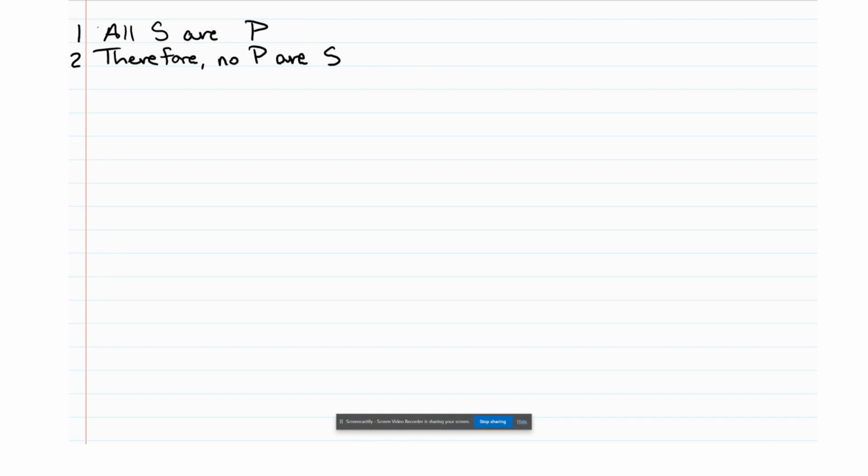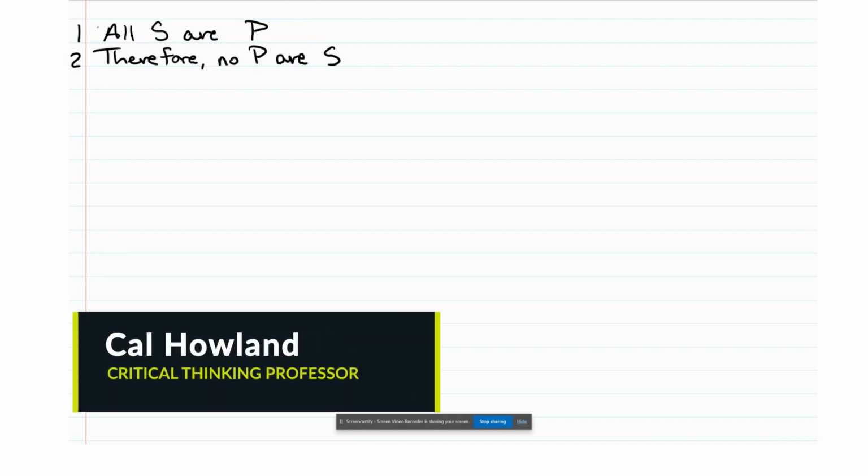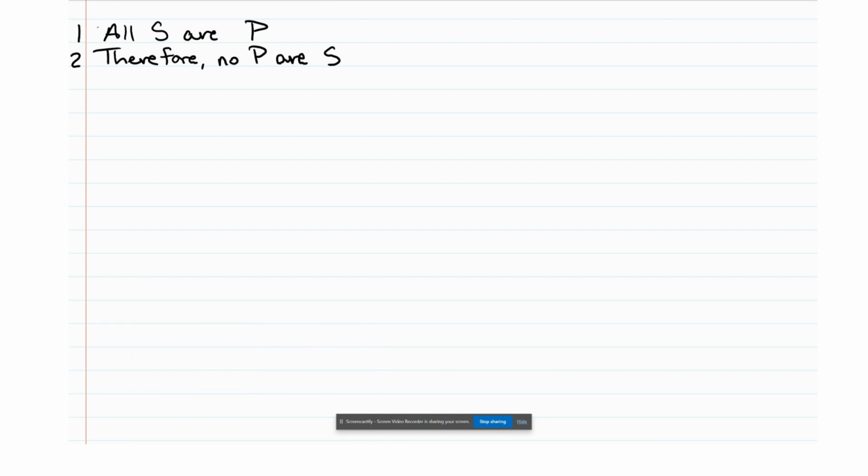All right, welcome back to our second example in 3.4 on determining the validity of arguments in categorical logic using the Venn diagram test for validity. So our next argument that we're going to be asking whether it is valid or not is the following argument. It's the argument all S are P, therefore no S are P.